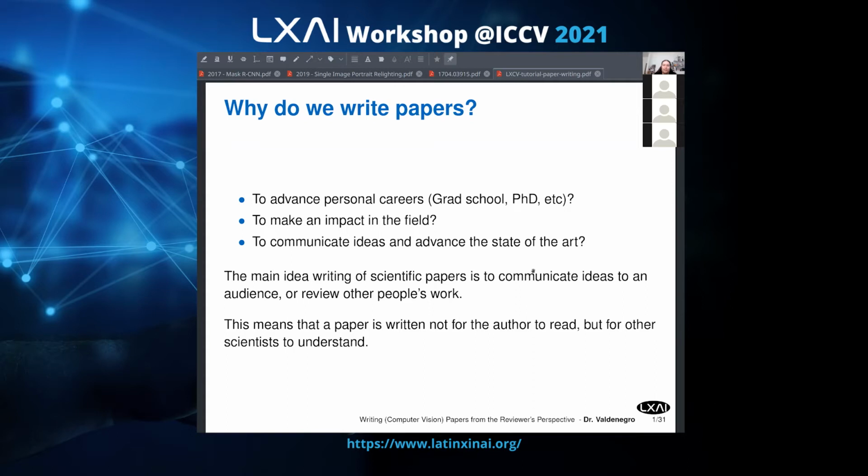So the core idea of this slide is that a paper is written not for the author to read, but for other scientists to understand. And this is very, very important, that when you write a paper, you should always consider that you have an audience, like a scientific community, which may vary depending on if you are submitting to a specific journal or to a different conference. For example, you don't write a computer vision paper the same way as a machine learning paper. Even if the underlying idea is the same, maybe the perspective is not the same. But in any case, you need to have the perspective of the audience in mind always.